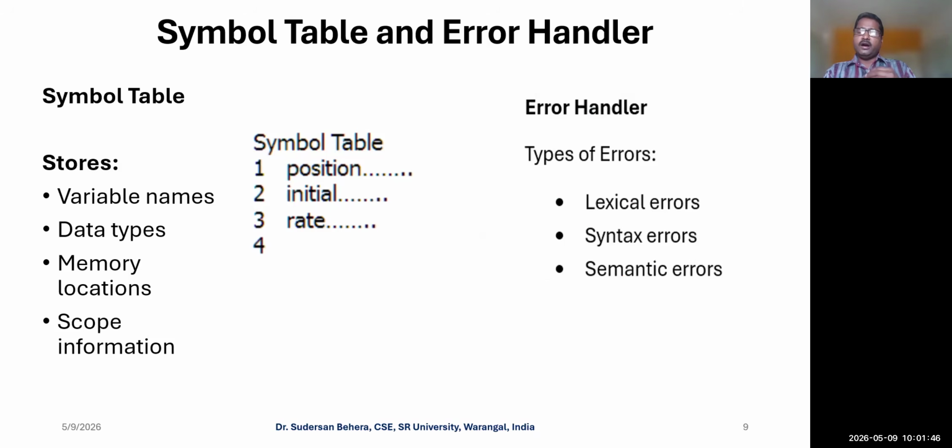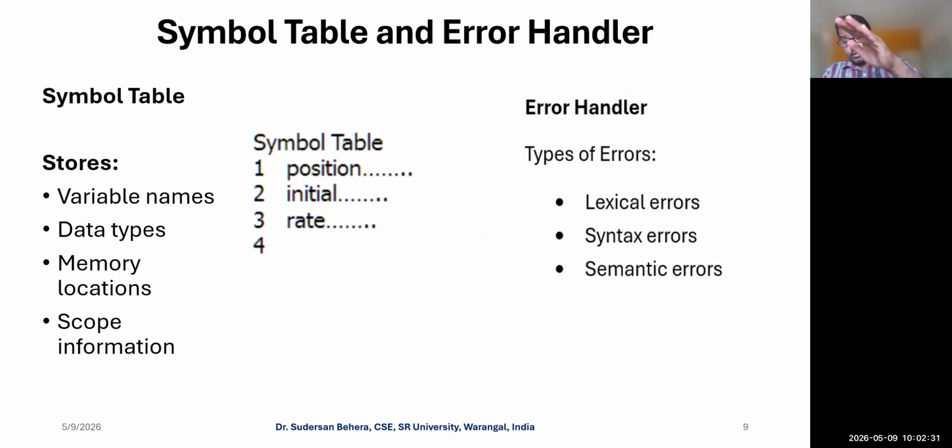Now, the error handler. There are many types of error. Most of the errors are normally identified by the lexical analyzer, syntax analyzer, and semantic analyzer. In the intermediate code generation, code optimizer, and code generation phases, the errors are almost zero, because these are the lower layers of the compiler. These three upper phases normally identify the errors. Once the program passes through the semantic analyzer, the error is almost rare, almost zero.